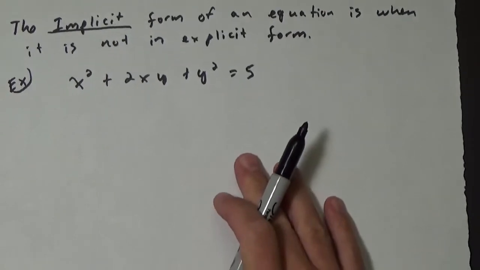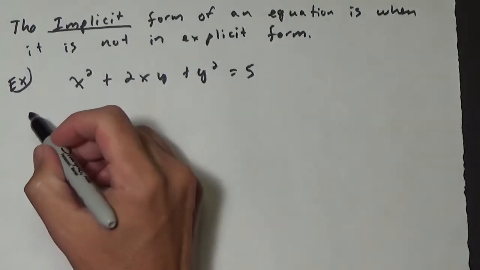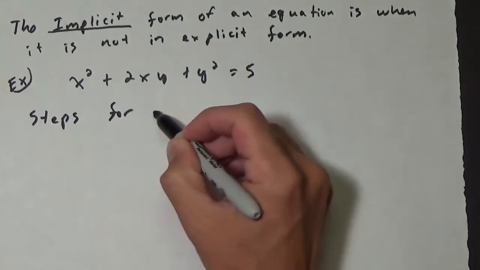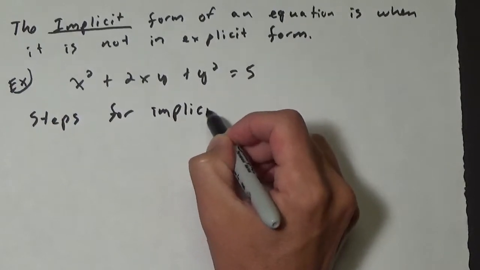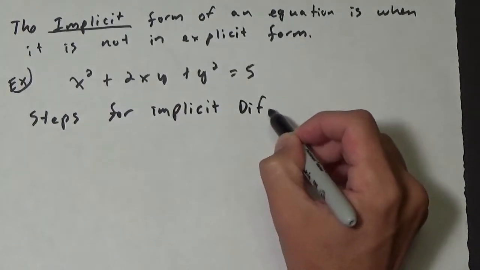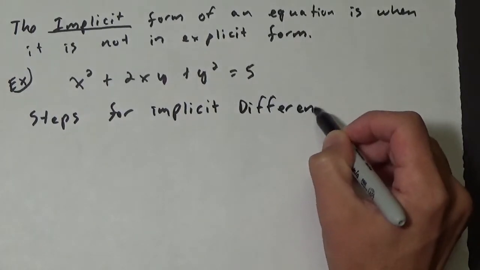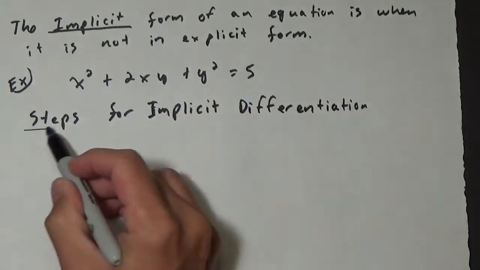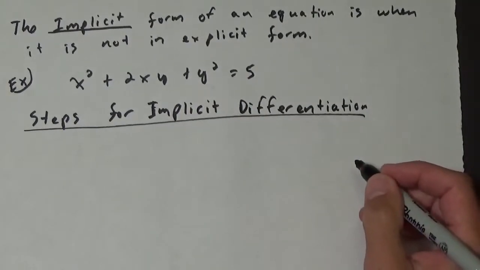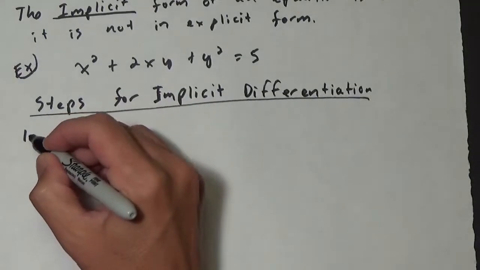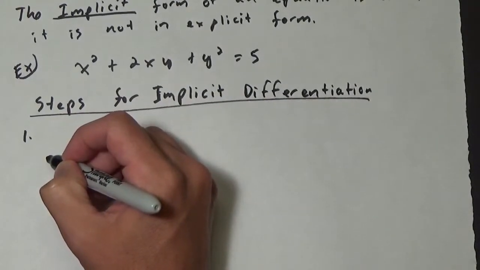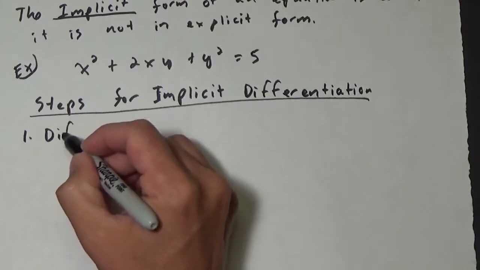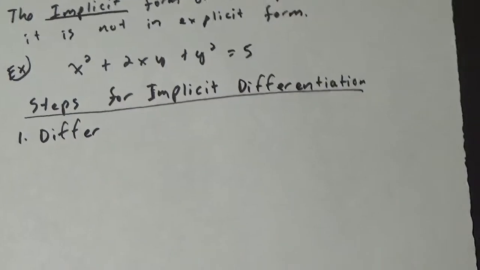Okay, so let's go through the steps for implicit differentiation. Okay, step one. Step one is we're going to differentiate both sides with respect to x.